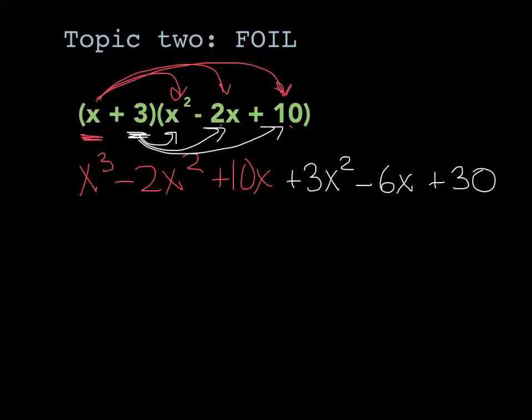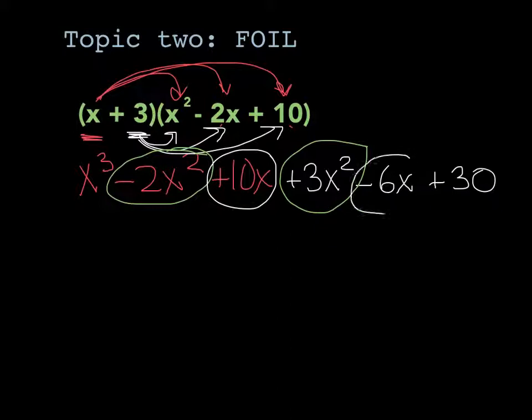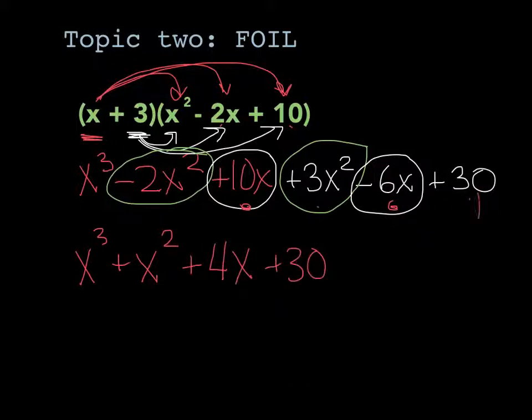Now I can go through and look for some like terms. It looks like this negative 2x squared is like my 3x squared, and my 10x is like my negative 6x. So I'll combine some like terms. So x to the third had nothing similar, but negative 2x squared and 3x squared will give me a positive x squared. And then positive 10x minus 6x is going to give me plus 4x. And then I still have my plus 30 from the end right there.